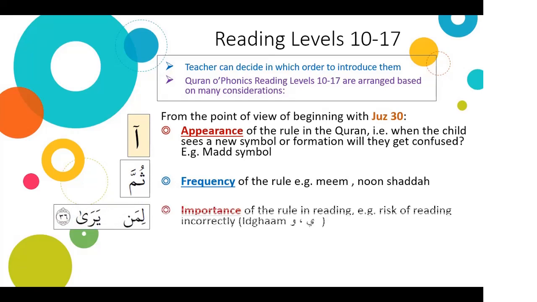Then, for example, one of the other considerations is how important is it for the child to know this rule? For example, with the rule of idgham for waw and ya, like in these two words here, if the child doesn't know the rule of idgham, they might say lima yara, and that can change the meaning, or that's incorrect reading. So that's why we feel that it's important to introduce this reading level at the beginning, so that the child is not getting into the habit of reading it incorrectly. So we explain this rule to them.